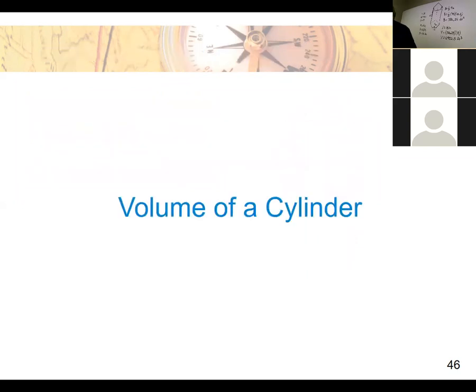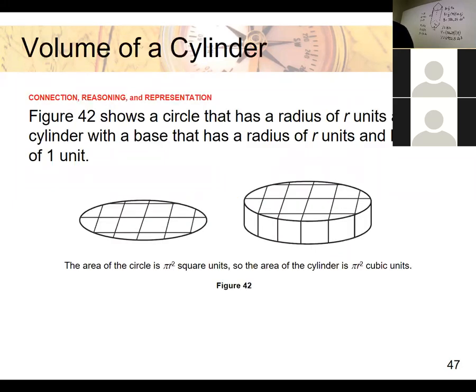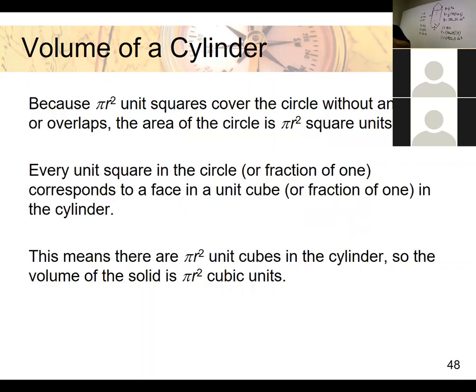All right, next we'll look at the volume of a cylinder. And usually a cylinder is in the shape of a can, because you have the circle on the base in the form of a circle. And it does show a circle with the radius of r units, and the cylinder with the base that has the radius of r units and the height of h units. And of course, the area of a circle is pi times the radius squared. Pi r squared would give you the area of that circle.